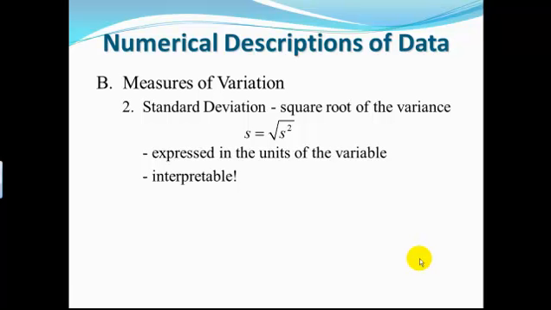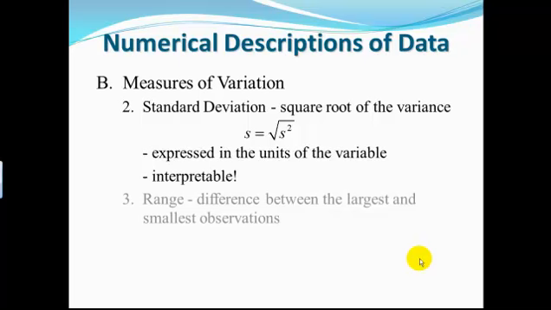We have a couple different methods of interpreting standard deviation. We have a couple different rules to look at. We'll get into those. We'll spend a fair amount of time in this video or the next video. But standard deviations are interpretable.